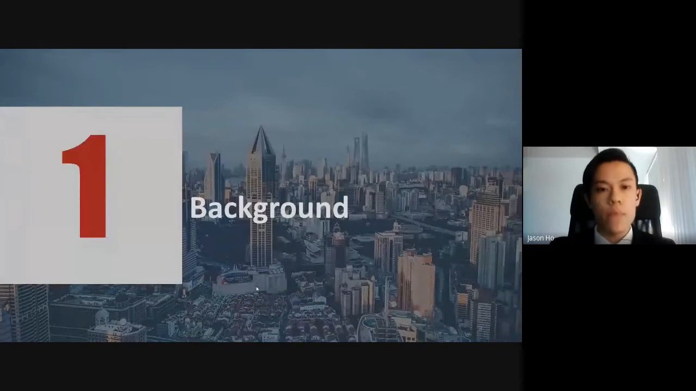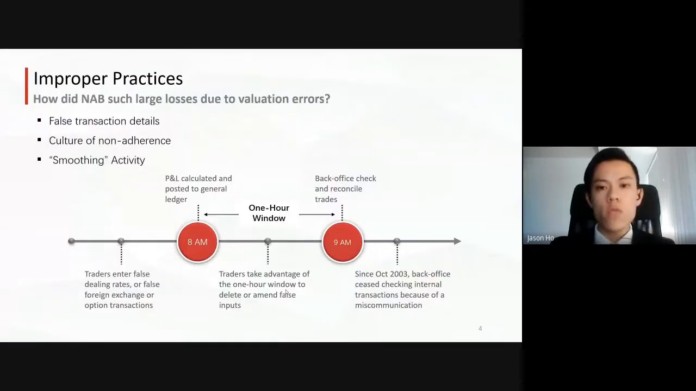Now, to understand what happened at NAB, we first have to realize that there were structural loopholes at the bank that allowed for the manipulation of trades. And there was also an overarching culture of non-adherence to proper risk management, both of which led to the practice of smoothing. Because of the different time zones that NAB operates in, there exists a 1 hour window between NAB's end of day close, where all the transactions and profits are recorded, and the time when the back office actually comes in to reconcile these transactions. So as a trader, you can take advantage of this by simply posting a profitable but a false transaction just before the end of day. So all the profits are recorded, and then you correct it during the 1 hour window after that. Needless to say, this act of smoothing has had serious risk implications for NAB.